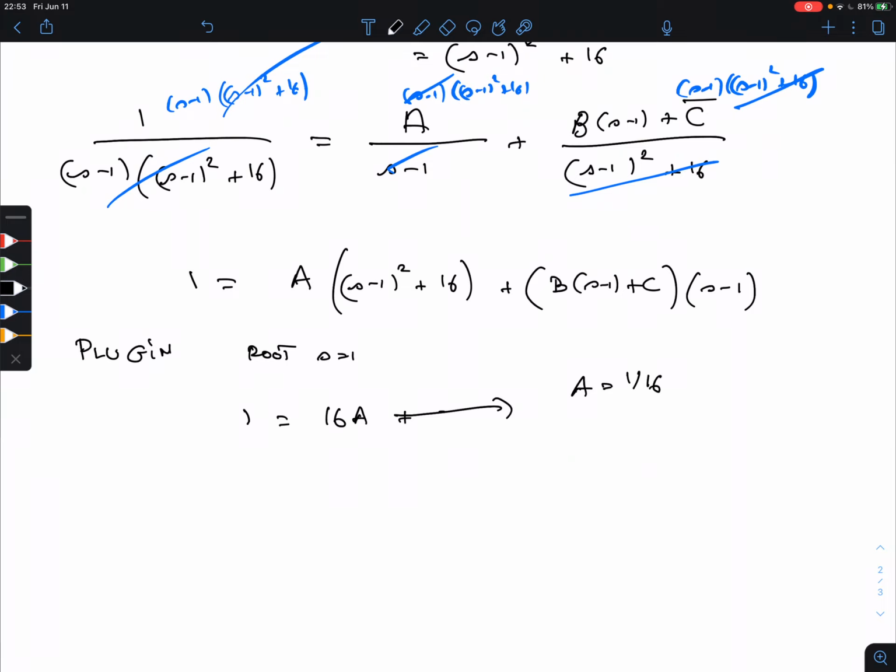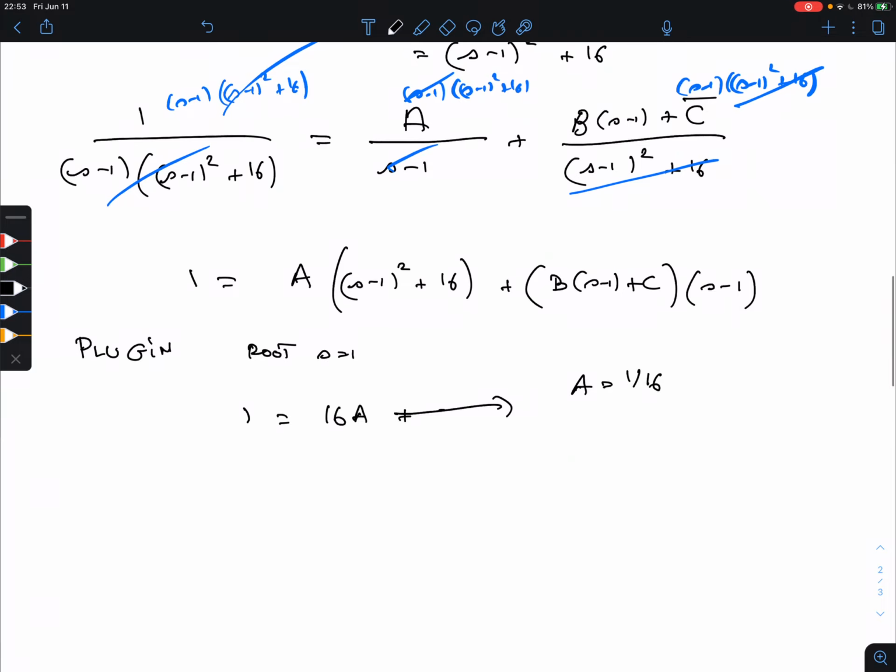But now the next thing we would plug in is the center of our quadratic irreducible, after completing the square. But that is s equals 1. I told you this can happen. I just want to give you this one example where this happens. Normally it doesn't happen, but it can happen. So we have to plug in something else.